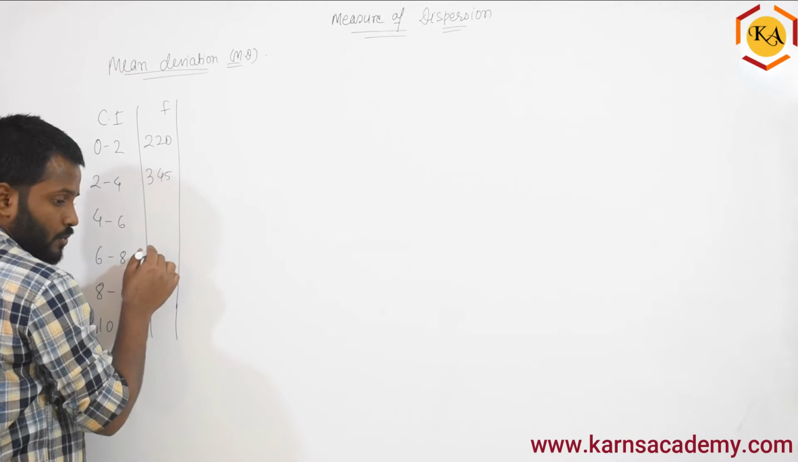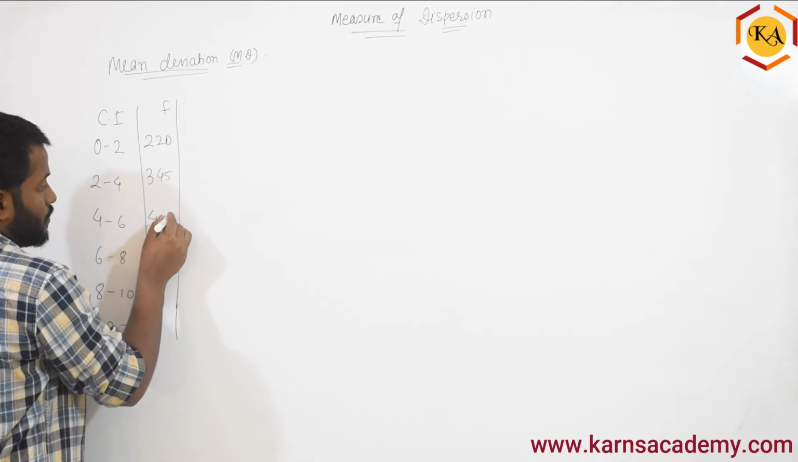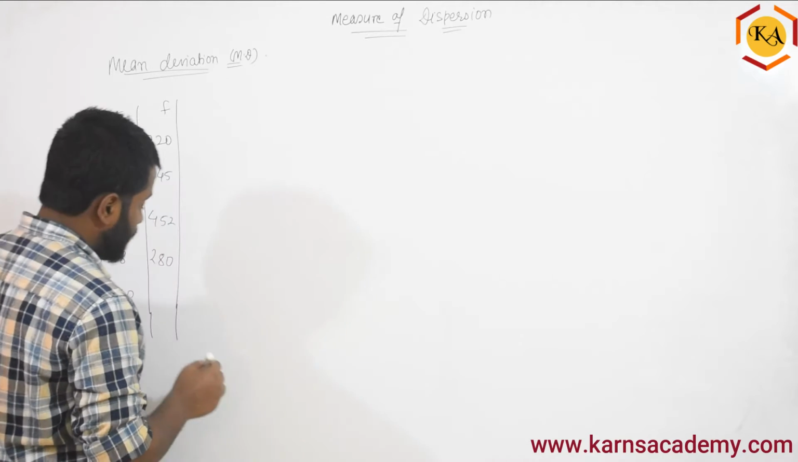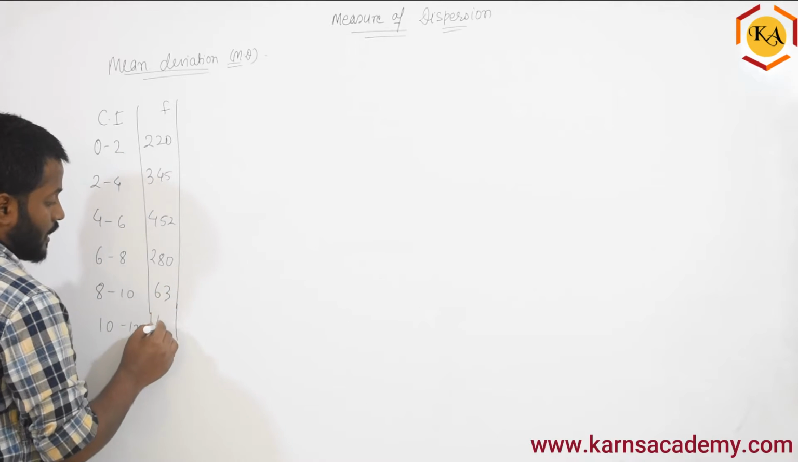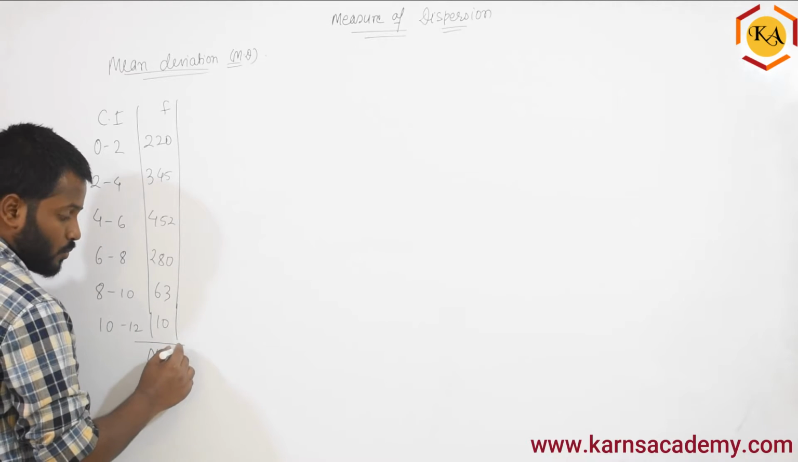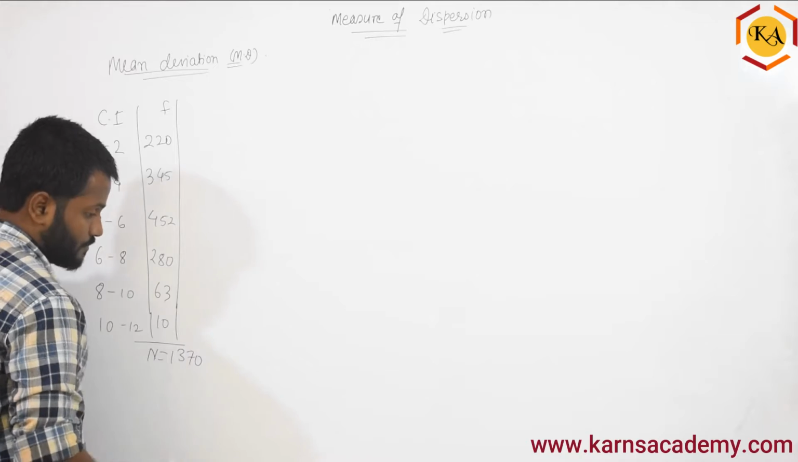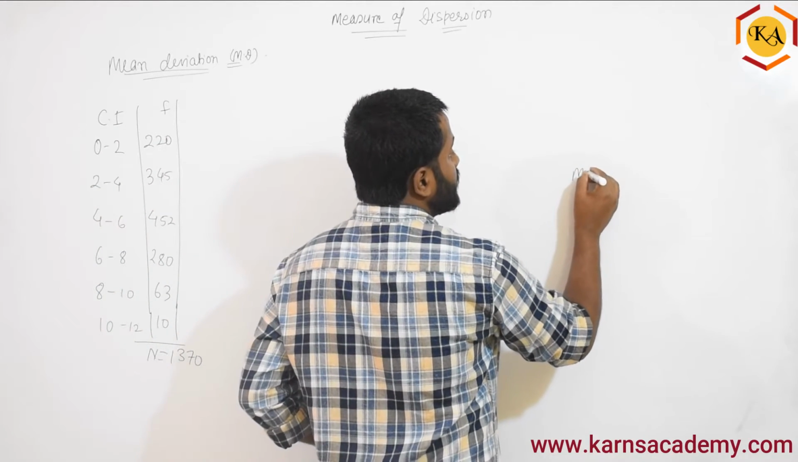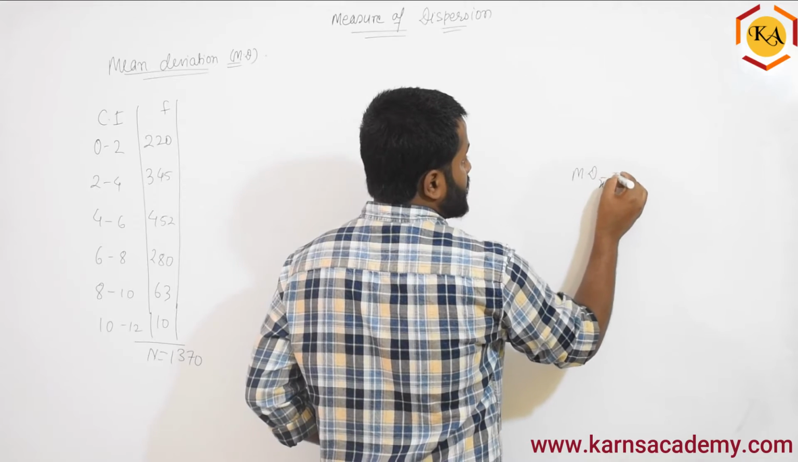After that 452, 280, then 63 and 10, 63 and 10. So if you add this here, you will be getting the capital N value, which is nothing but 1370. Now, since we have to find out the mean deviation from mean, what is the formula?